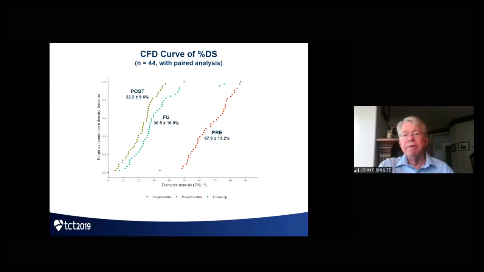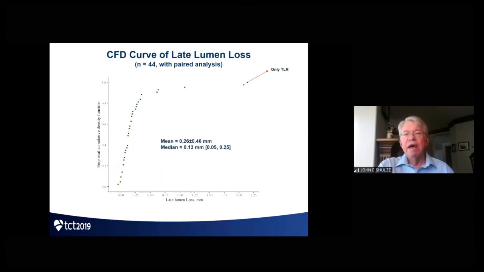Here's also the diameter stenosis. I've seen pre-67%, dropping to 22% post-procedure and 30.5% at 6-month follow-up. In terms of mean late loss, we can see a very nice distribution of low late loss, the average being 0.26.